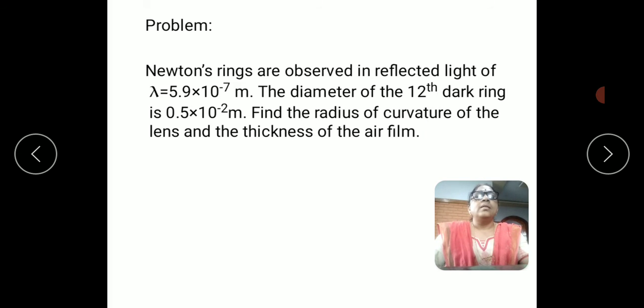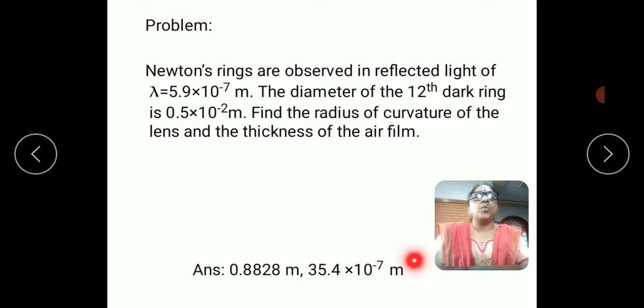Now, next problem. Newton's rings are observed in reflected light of lambda equal to 5.9 into 10 raised to minus 7 meter. The diameter of the 12th ring is 0.5 into 10 raised to minus 2 meter. Find the radius of curvature of the lens and the thickness of the air film. So here, substituting these values, we get the radius of curvature as 0.828 meter, and the thickness is 35.4 into 10 raised to minus 7 meter.